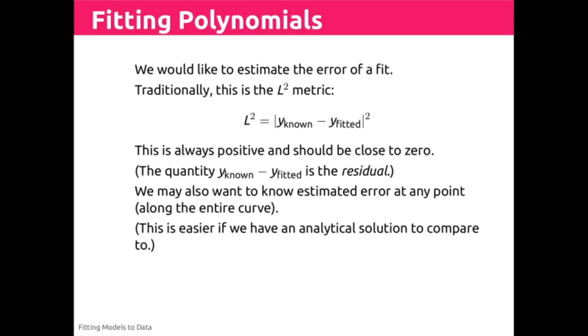So instead, we need to calculate our error based on a quantity that's always positive. We're going to use something called the L squared metric, which means we take each known value of y and we subtract the corresponding fitted value of y and square it. Because it's squared and it's a real number inside, this value is always positive, and it should be close to zero. And we're going to have this bit left over called the residual, which represents the difference between our fit and the value we're looking at.